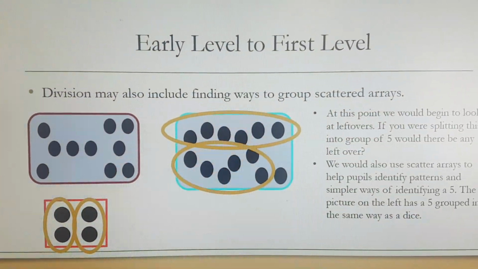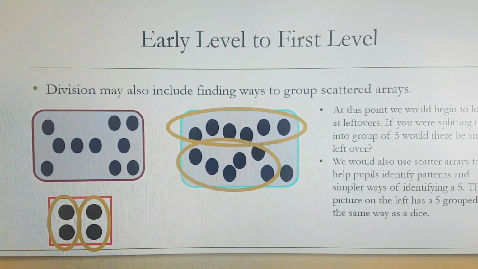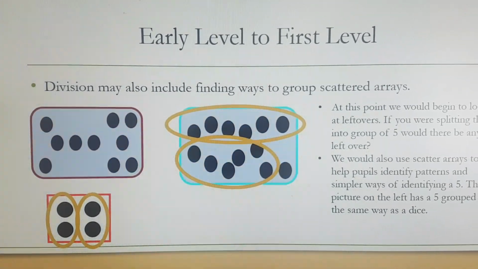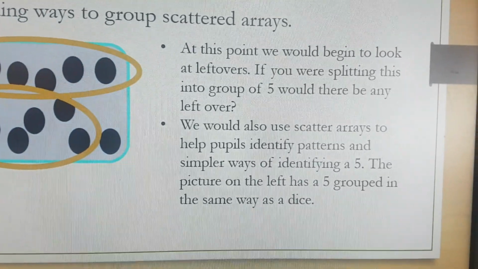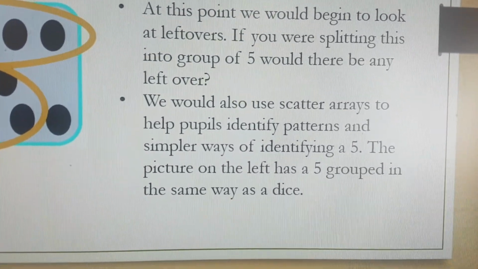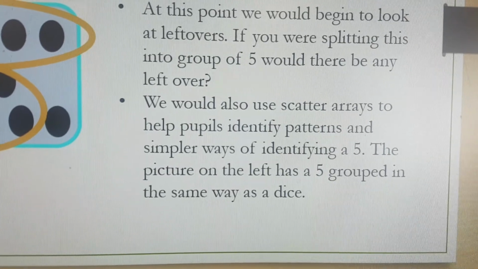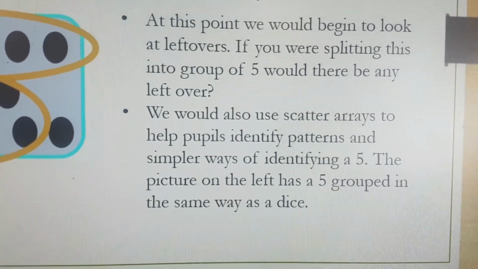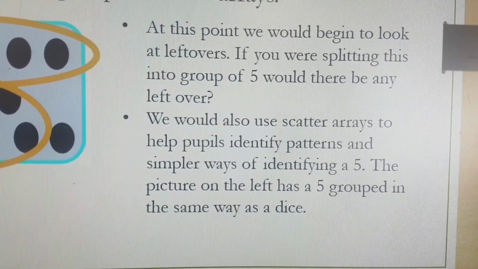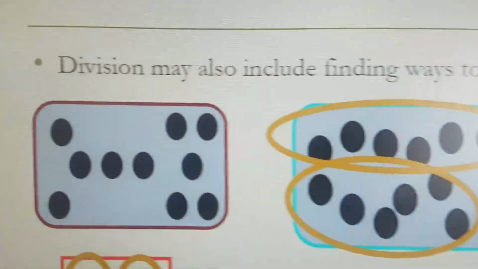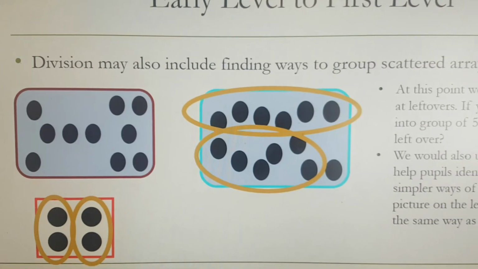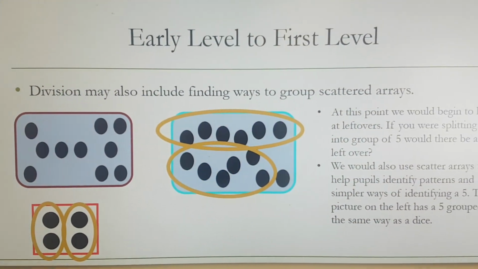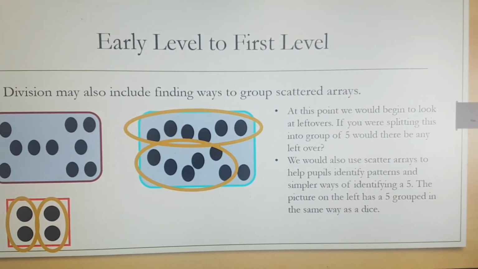A scatter array is a good opportunity for children to see the visual behind the meaning of that answer. We may also use them to identify patterns and simpler ways of identifying a number, and in this case the number 5. The picture on the left has a 5 grouped in the same way as a dice. Once children start to begin to see these patterns, it helps them to answer their questions quickly.